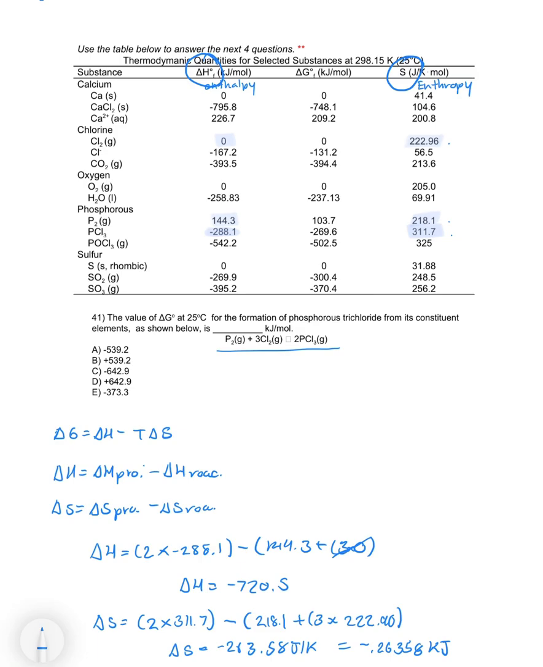Now we will substitute all of these values into our equation. Delta G is equal to the change of enthalpy, delta H, which is negative 720.5, minus temperature, with 25 degrees Celsius in Kelvin being 298.15, times the value that we got for the change in entropy, delta S, which is negative 0.26358, and our answer is negative 642.9, which is choice C.